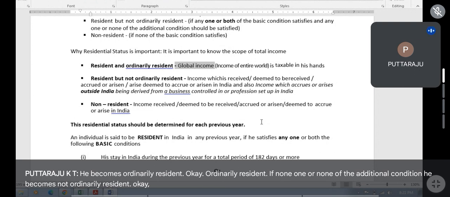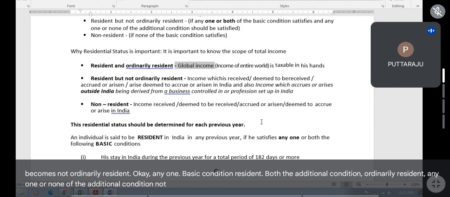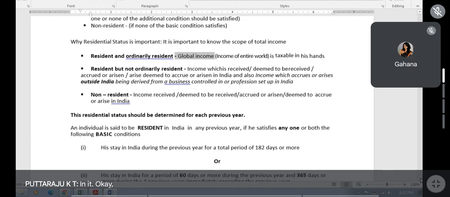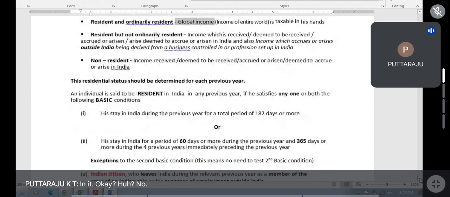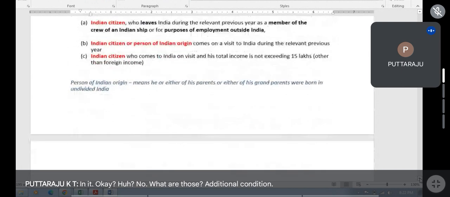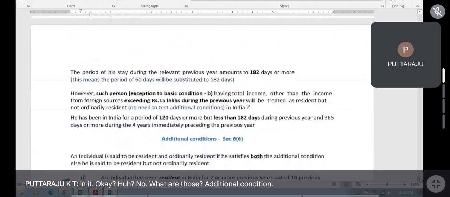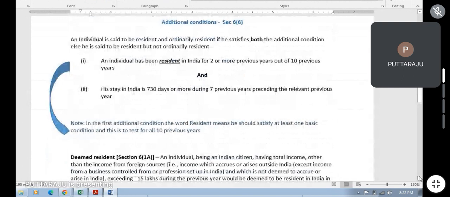Any one basic condition, resident. Both the additional conditions, ordinarily resident. Any one or none of the additional conditions, not ordinarily resident. None of the basic conditions, non-resident. Understood? Yes, sir. Now, what are those additional conditions? An individual has been resident.